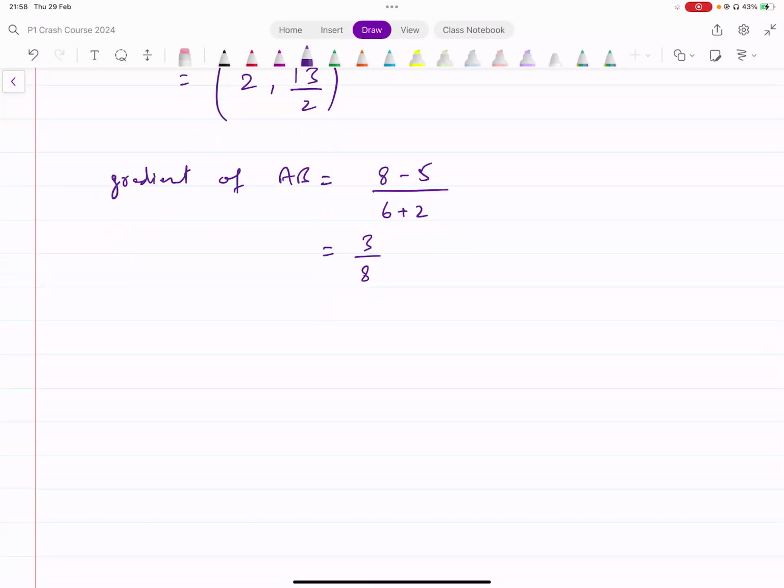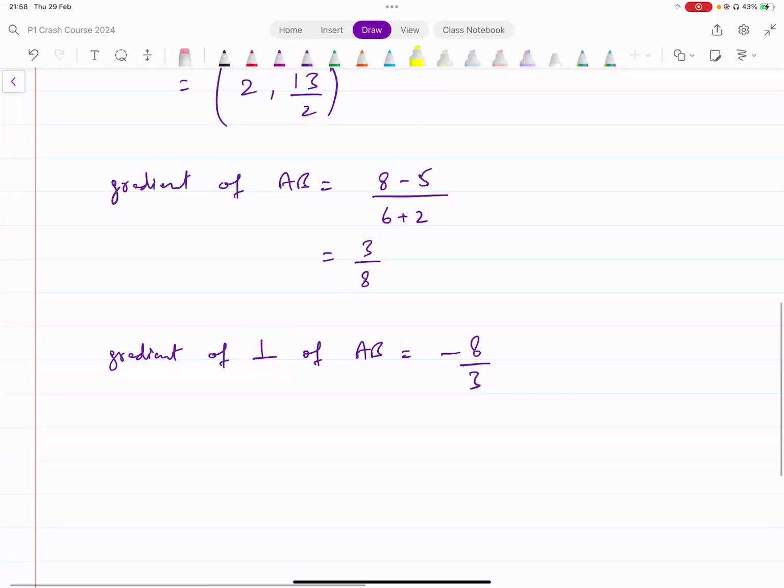Now, this is the gradient of AB. What about the gradient of the perpendicular bisector? Gradient of the perpendicular of AB. This is the sign that we sometimes use for perpendicular, an inverted T. The gradient of the perpendicular of AB is going to be the negative reciprocal of this. That's -8/3. So now we have a point on the perpendicular bisector and we have the gradient of the perpendicular bisector. We can use these two things to write down the equation of the line.